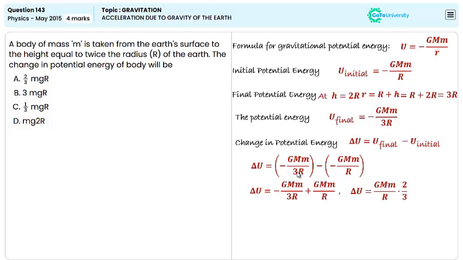Now substituting the value of GM as gR square, we get delta U is equal to gR square m by R into 2 by 3. R square by R cancels out and R remains. Therefore, the final answer is delta U is equal to 2 by 3 mgR. And the correct answer is option A, 2 by 3 mgR.